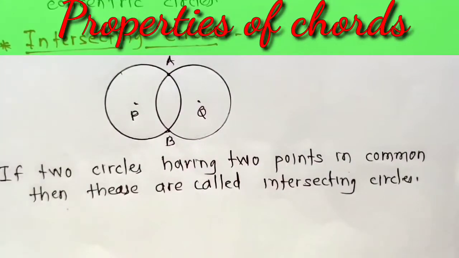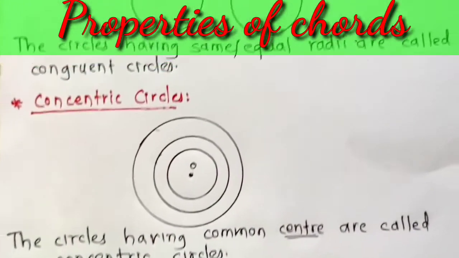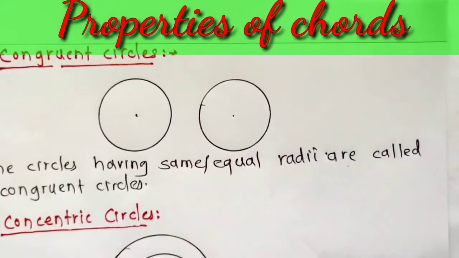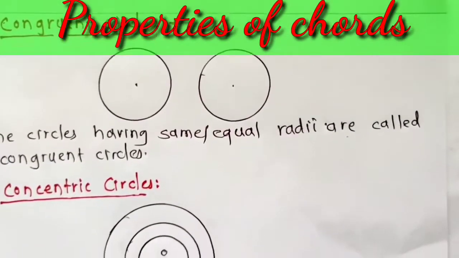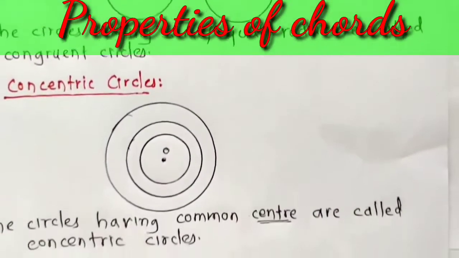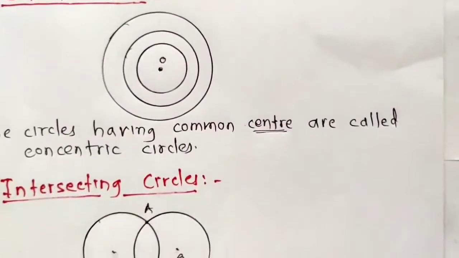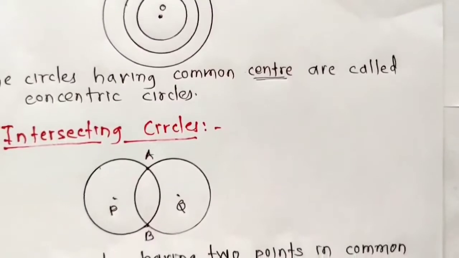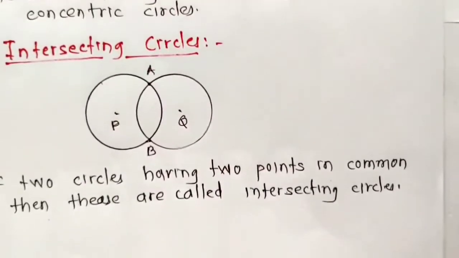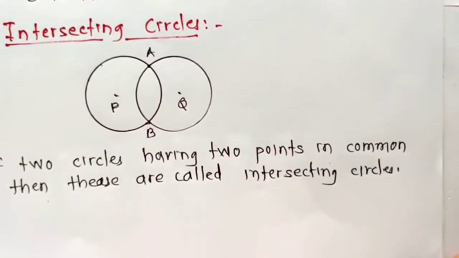So in this way, remember these three concepts. First one is congruent circles: if the radii are the same, then these are called congruent circles. Second one is concentric circles: if they have a common center, then they are called concentric circles. Intersecting circles: if 2 points are common for two circles, then these are called intersecting circles.